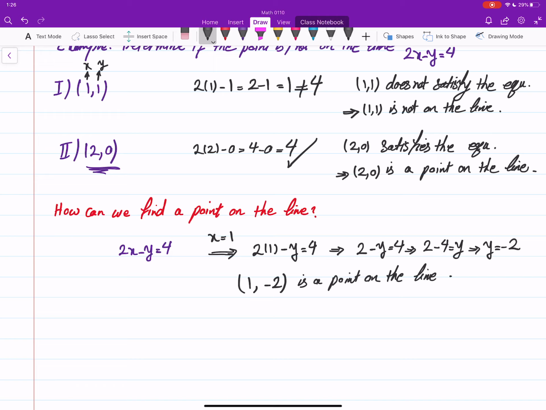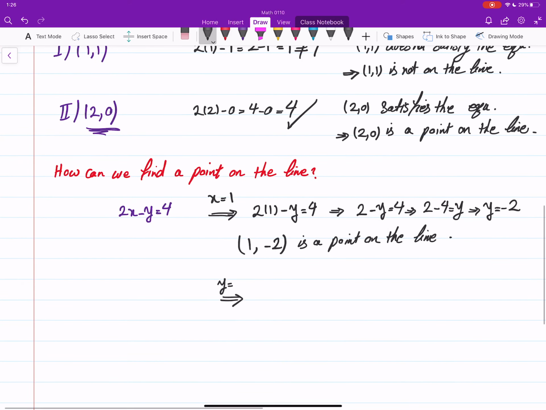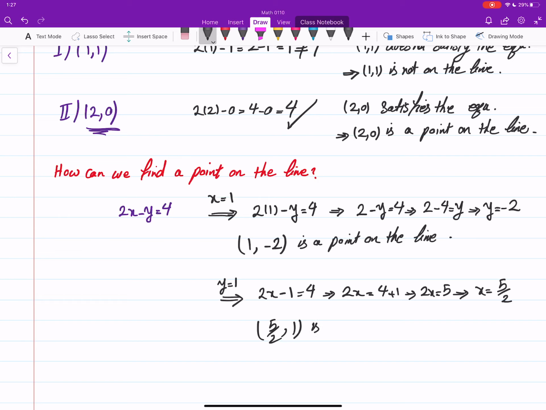Well, any other point? There are infinitely many. Give me more. You can also evaluate y to be any number you like. For example, I can set y to be 1. Then we will have 2x minus 1 is equal to 4. Try to solve it for x. 4 plus 1, then that means that 2x is equal to 5, and then x is 5 over 2. What we showed is that (5/2, 1) is a point on the line.